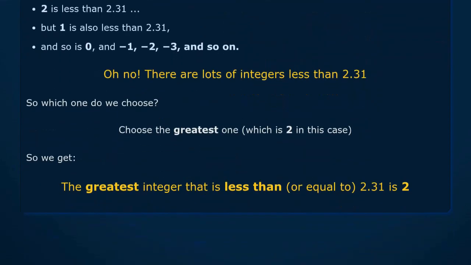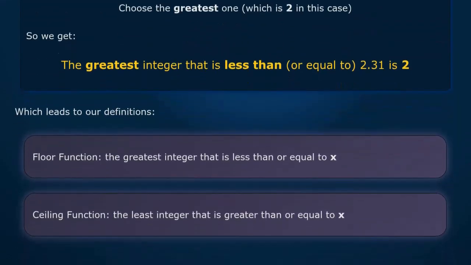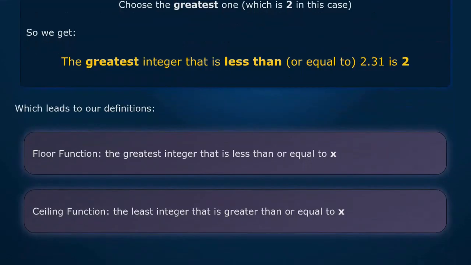So we get the greatest integer that is less than, or equal to, 2.31 is 2, which leads to our definitions. Floor function, the greatest integer that is less than or equal to x. Ceiling function, the least integer that is greater than or equal to x.